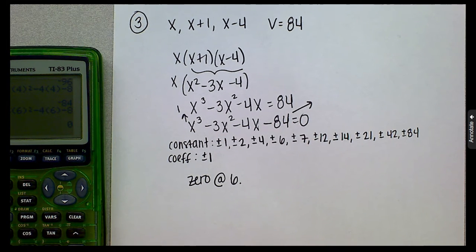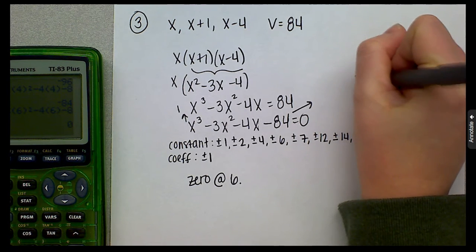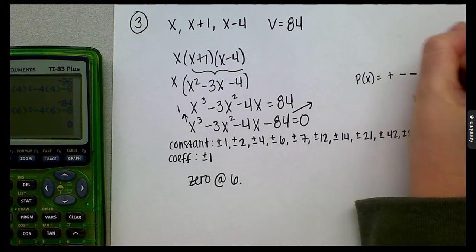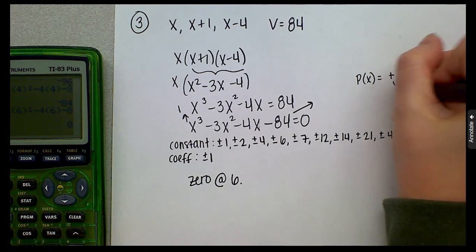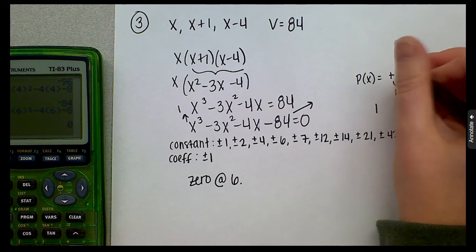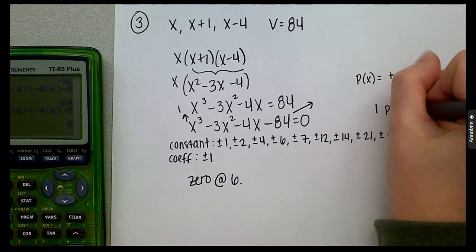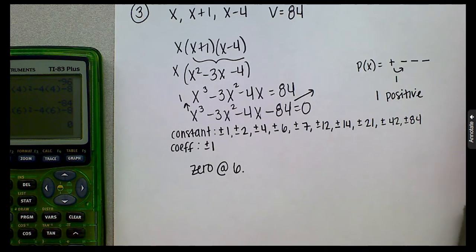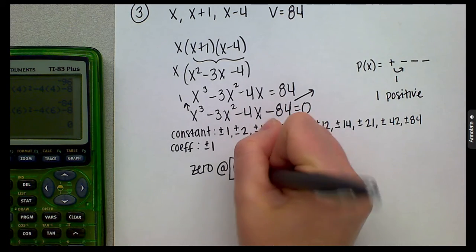Now, I'm going to be honest, I don't care about negative ones. If I just think about p of x, it's plus, minus, minus, minus, so there's only 1 sign change. Since there's 1 sign change, there's only 1 positive real root. I don't care about the negative ones because we're talking about volume. I can't have a negative volume. So 6 is my x.